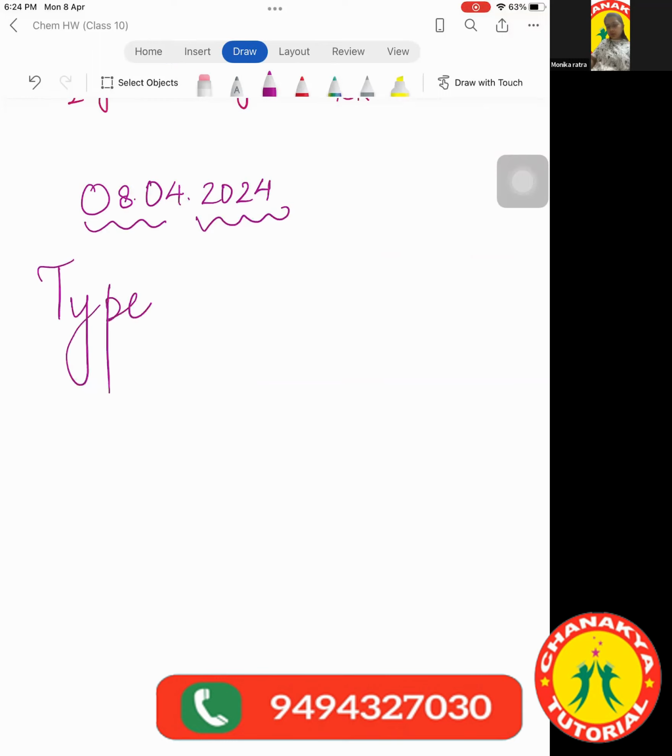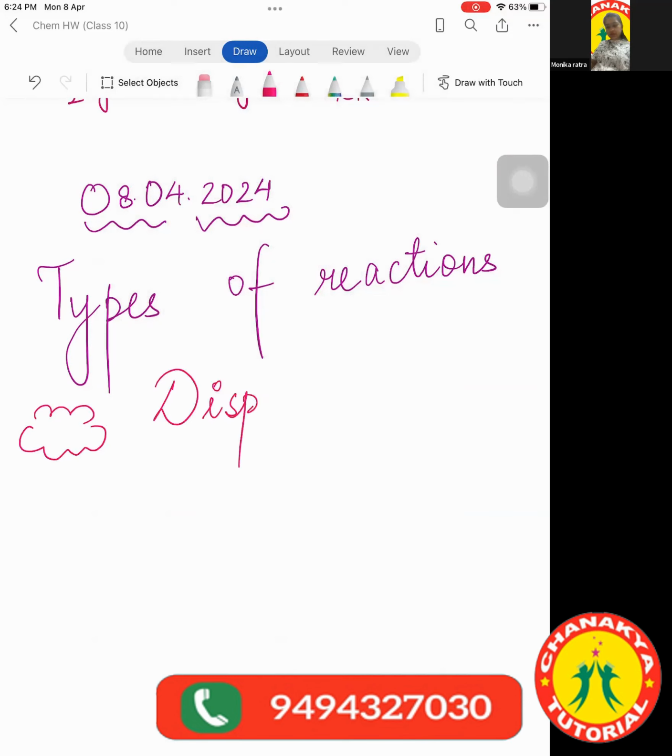So children, back to types of reaction. Today we are going to do the next two types of reactions. So the first reaction which we are supposed to do today is the displacement reaction.